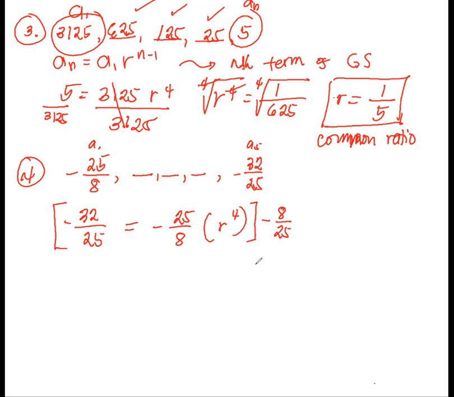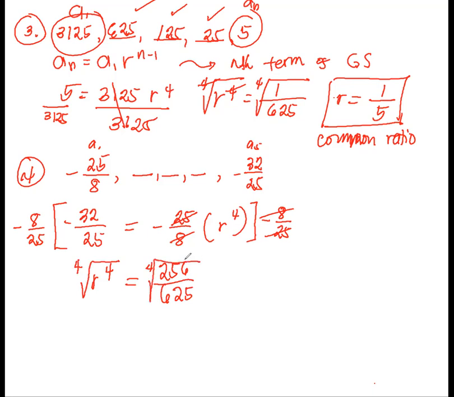Then ma-eliminate yung numerical sa katabi ng r raised to 4 para makuha natin yung fourth root niya. So cancel na to, pareho, cancel na yan. We'll have r raised to 4 is equal to, then we have negative, negative is positive, 8 times 32 is 256 divided by 25 times 25. We have 625. Then we get the fourth root of that.